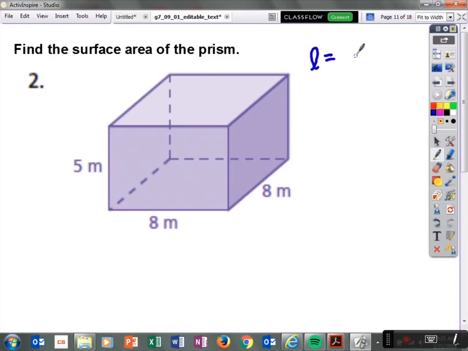All right. What's your length? Eight. And what's your width? Eight. What's your height? 5. Not on this one. On this one, technically, no matter what way you're looking at it, the length is 8 and the width is 8, unless you turn it this way and then it's 5 and 8.